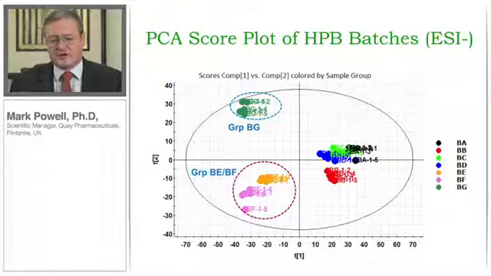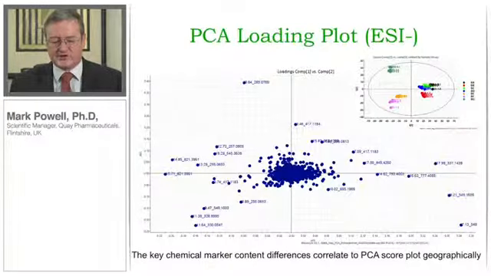So if we now move to a loading plot, we can see which particular marker peaks are causing those differences. So you can see that the differences in batch G are caused by this marker up here in the top left-hand quadrant, and this group of markers in the bottom left-hand quadrant is responsible for the differences in batches E and F.